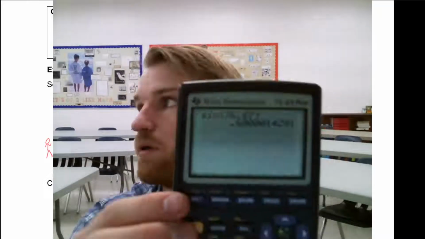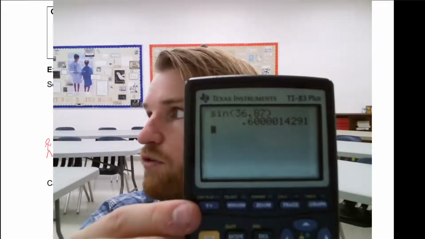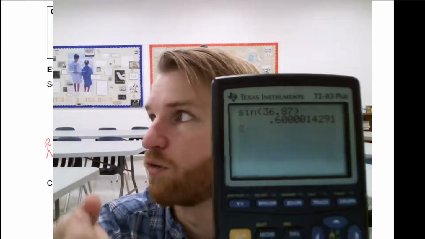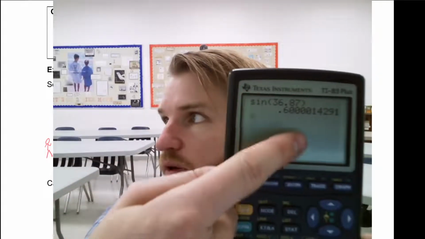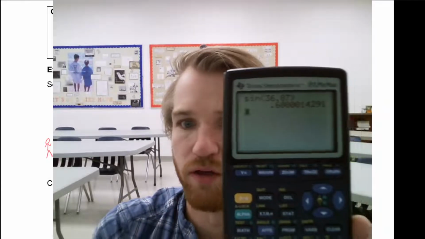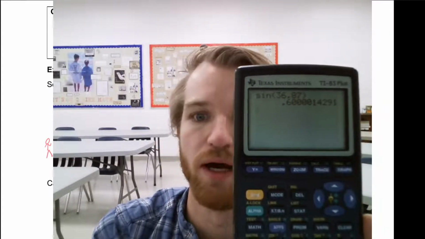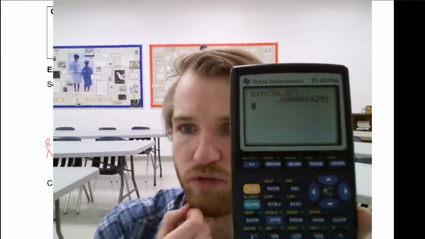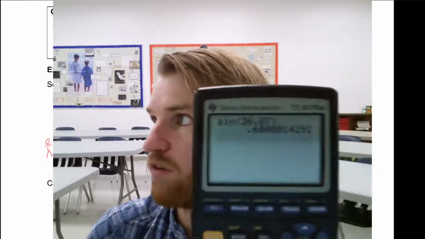It gives me 0.6000001, but if we're going to round, it's 0.6. And the reason it has that extra long decimal is because your calculator is giving you a slight approximation, whereas what we did here gives us the exact answer. But we're going to round it to 0.6, which is exactly what we just found.